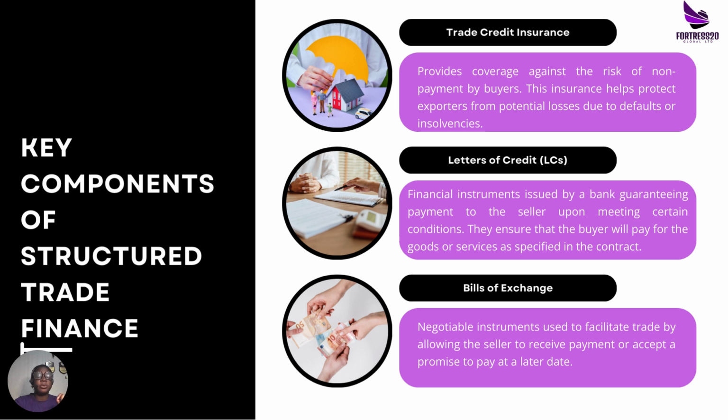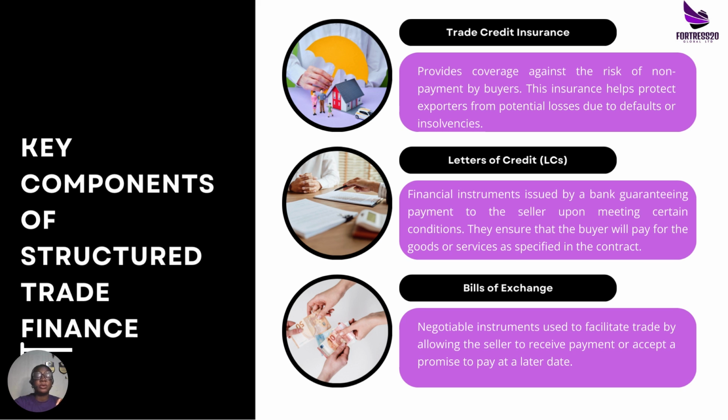What are the key components of structured trade finance? The first is trade credit insurance. This protects exporters from losses if buyers don't pay. They cover risks like defaults or insolvencies. The second is the letter of credit. The buyer's bank guarantees that the seller will get paid as long as certain conditions are met. It ensures that the buyer will pay for the goods and services as promised.